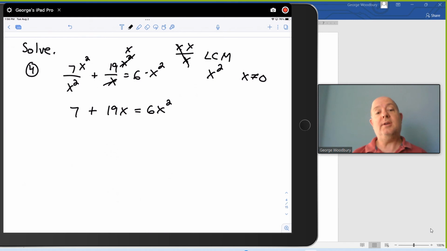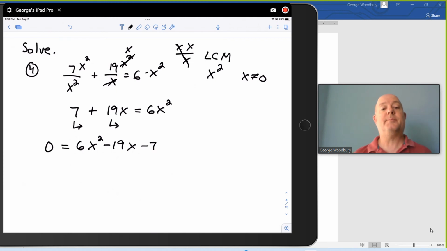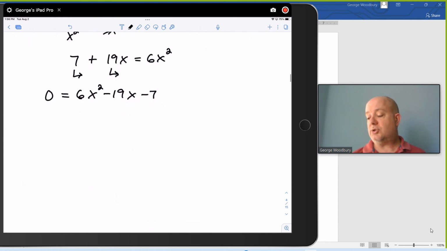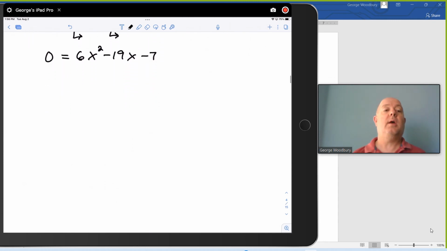And so here, I've got a quadratic equation. I want to get everything on one side equal to 0. I'm going to subtract over the 7 and the 19x to join the 6x squared where it's positive. 0 equals 6x squared minus 19x minus 7. All right, so now we've got a decision. If you can't factor this quickly, then you should move on and use the quadratic formula. I'm going to actually do both ways here.